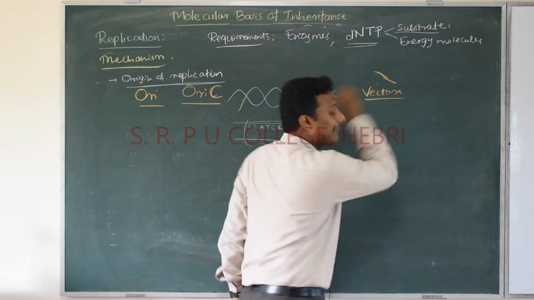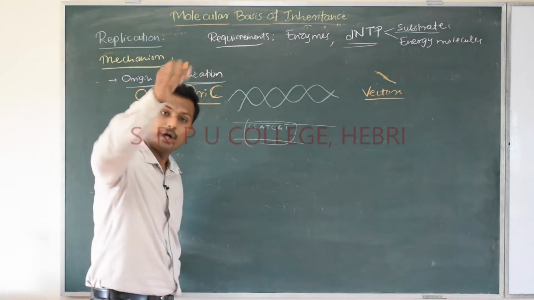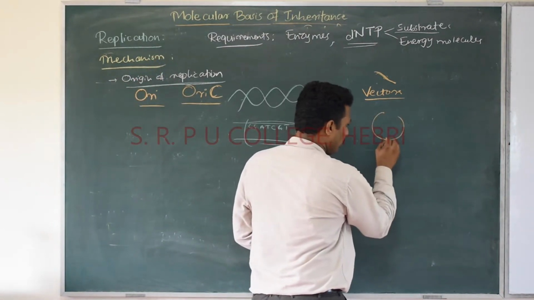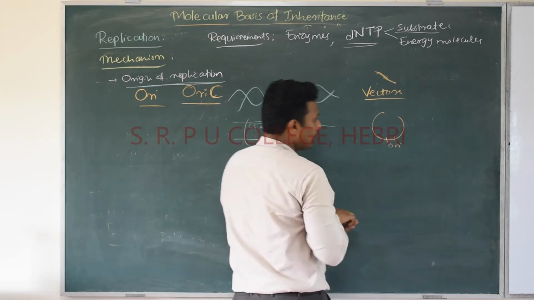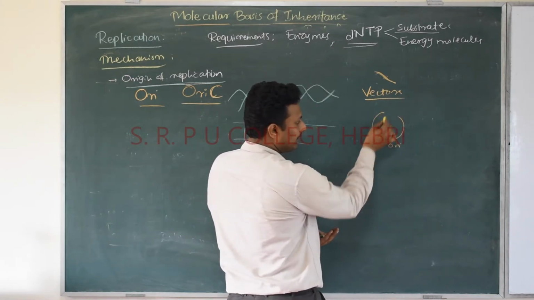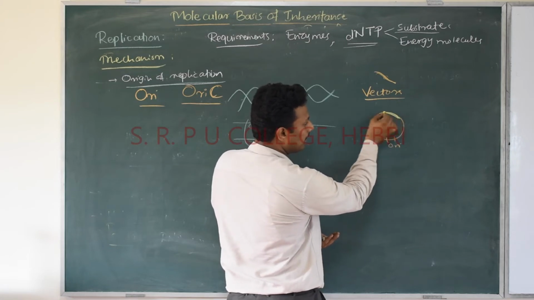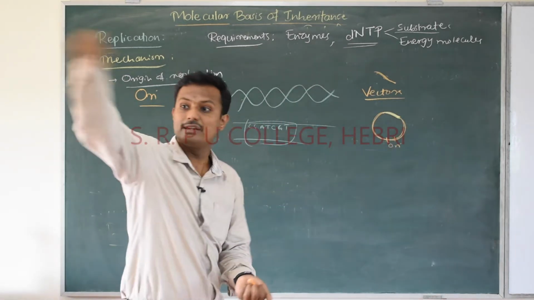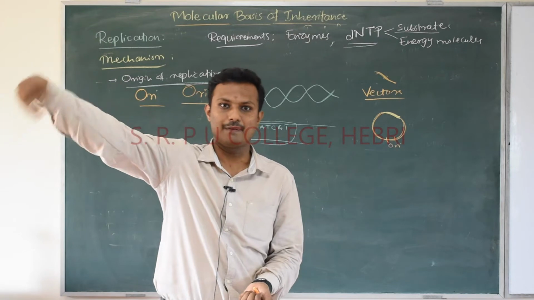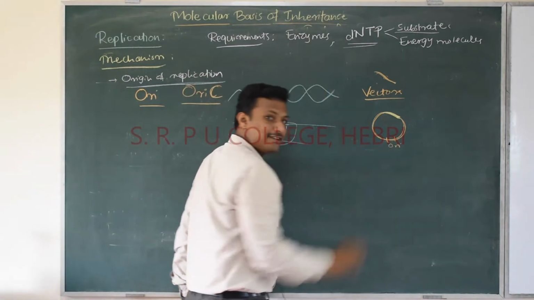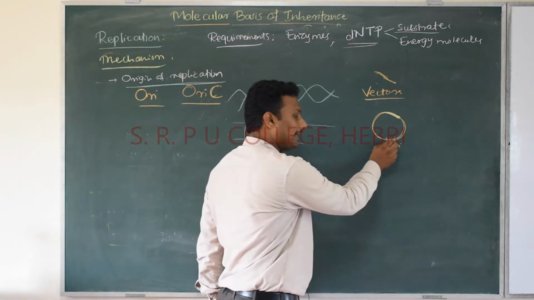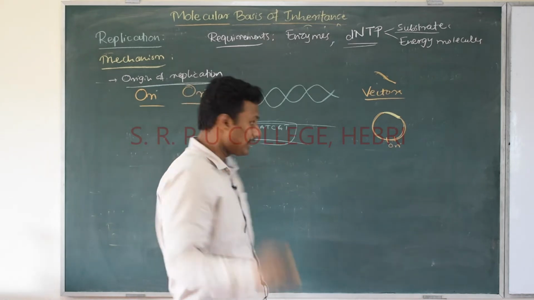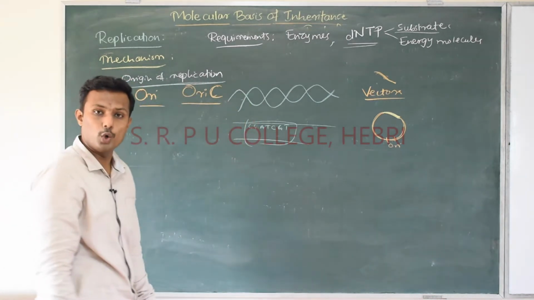We make use of vectors which will be having the point of origin of replication. Suppose here is the ori point, right? Here you are going to cut a small fragment of that vector and insert your DNA of interest, and then this vector will be placed in the host cell. When you place it in the host cell, this will be recognized by the set of enzymes and replicated along with the foreign DNA which is inserted, right? So that is the importance of point of origin of replication.